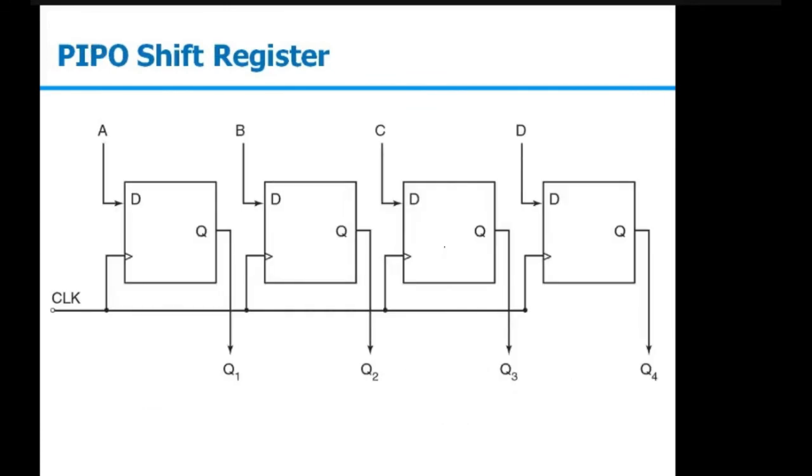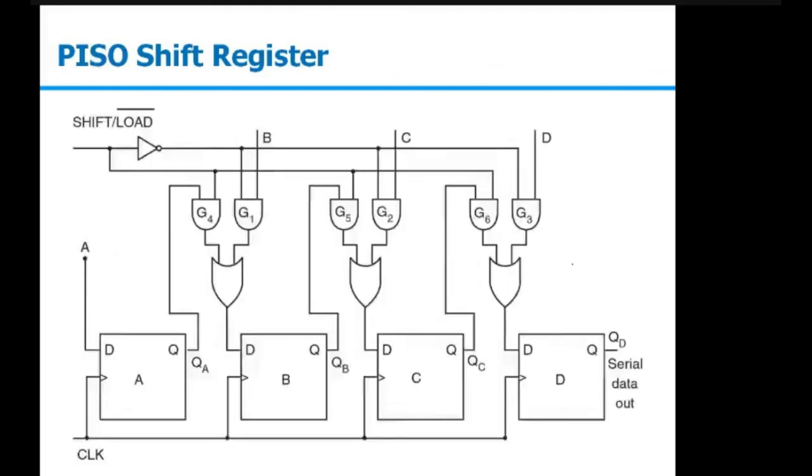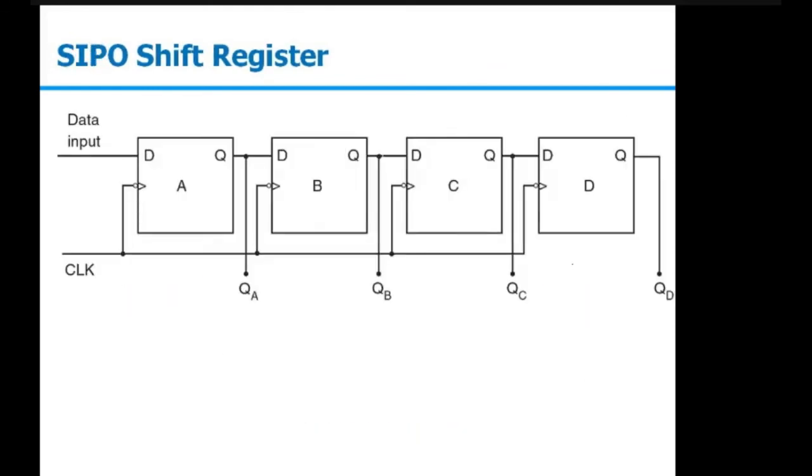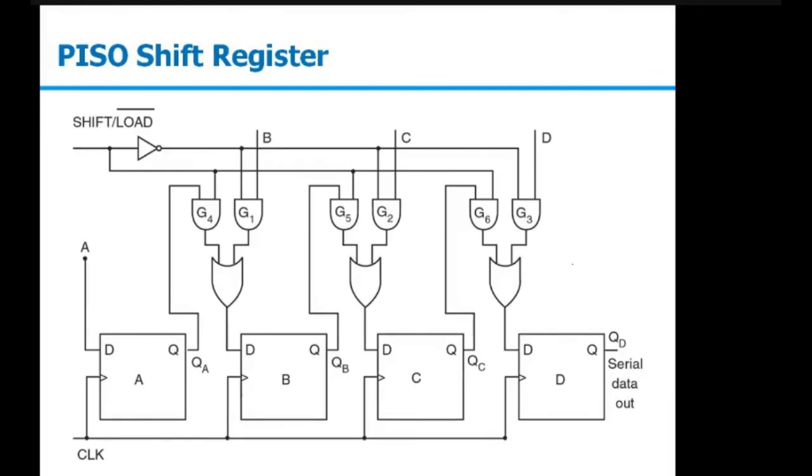The last one is the parallel in, parallel out. So in this case, data will be inserted parallelly, and since there is no shift operation, because you are inserting the data and reading the data parallelly, we are not performing any shift operation in this particular case. So you can simply load the data at once individually, and you can take it out individually from all the flip-flops. So these are your basic shift registers: SISO, serial in serial out, SIPO, serial in parallel out, PISO, parallel in serial out, and parallel in parallel out.